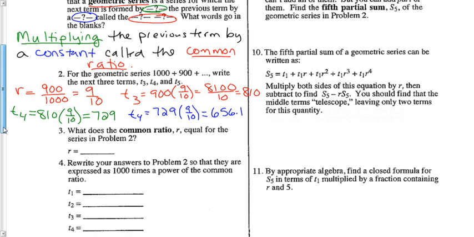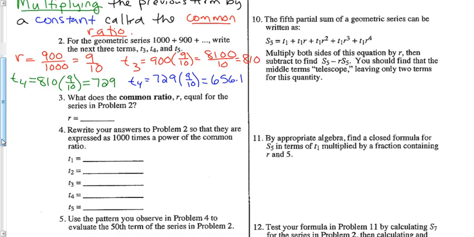Number 3, what is the common ratio equal for the series in problem 2? And that was 9 over 10. So in number 4, rewrite your answers to problem 2 so that they are expressed as 1,000 times a power of the common ratio. So it's saying we want 1,000 times 9 over 10 raised to a power. Now our term number 1 was 1,000. We knew that. That was given to us up in question 2. So I really need this to end up being 1,000, so my common ratio doesn't need to be multiplied by this. I need to multiply 1,000 by 1, which means the exponent for that first term has to be 0.